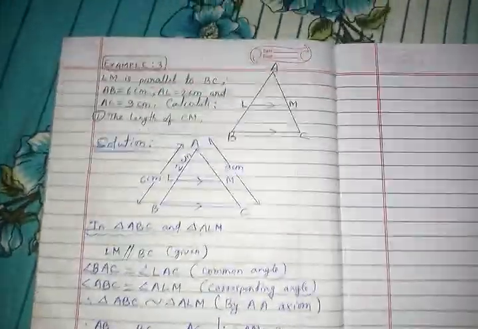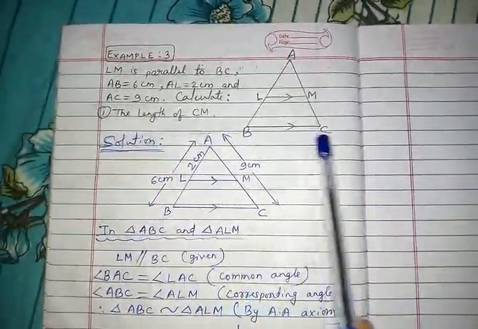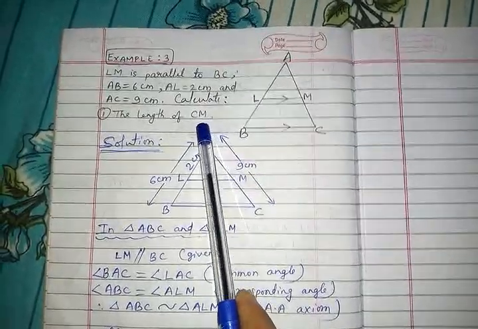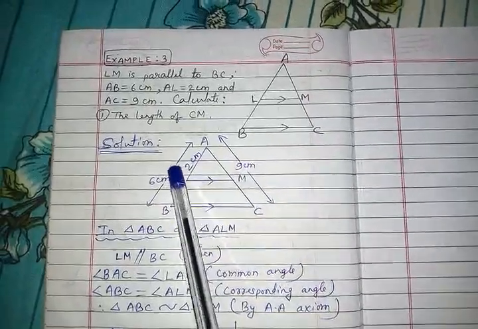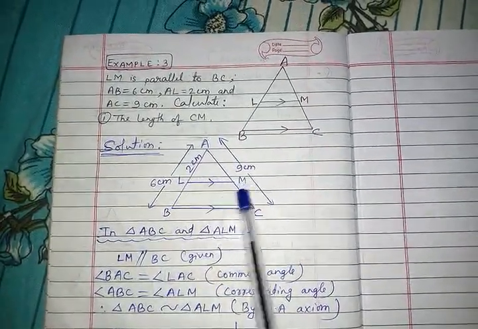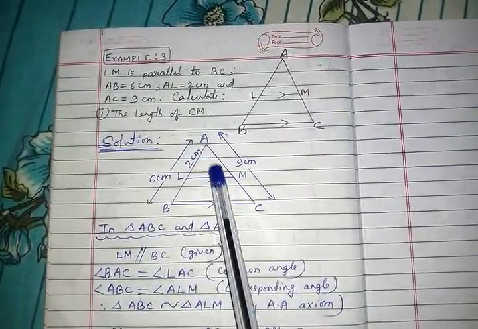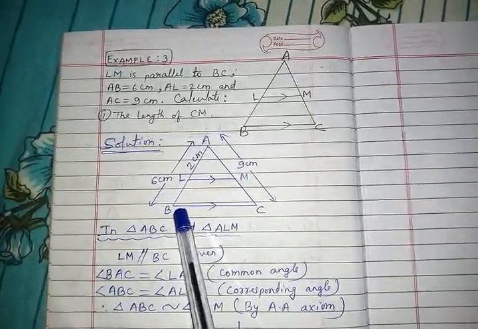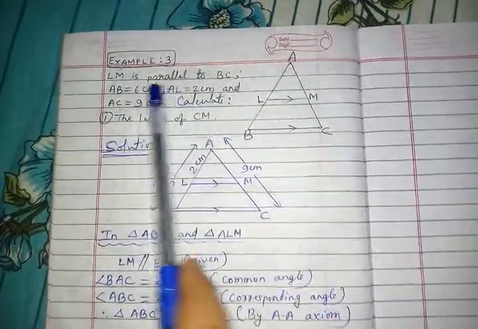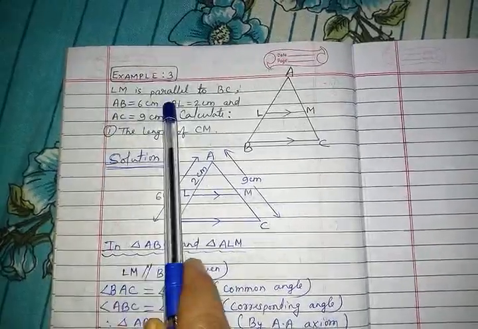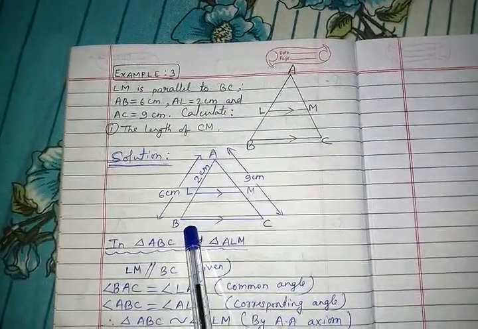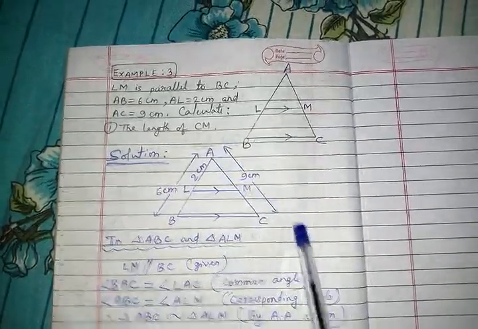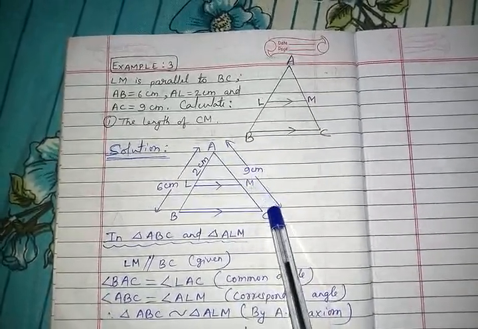One more example I want to explain to you all. Same question, but here we have to find CM. That means this is CM. We have to find this portion. The rest of what is given: LM is parallel to BC, AL is 2 and AB is 6. This is all given in the question. Whatever is given in the question, I am writing the same thing here in the diagram. And AC is 9. So I wrote here. We have to find CM.